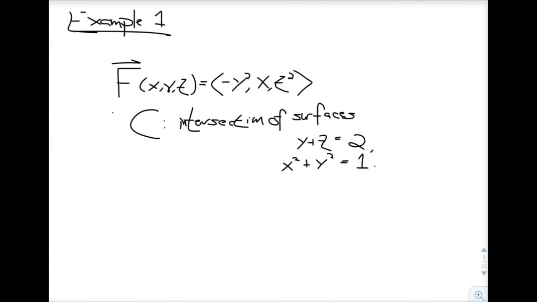So without any more delay, here's our first example. So I need a vector field, which I have here. I have a vector field f, which is given by f(x, y, z) equals negative y squared, comma x, comma z squared. And I have a curve C, which is the intersection of two surfaces. And this is the example that we left off on at the end of class on Wednesday. So we drew a picture on Wednesday, the intersection of the two surfaces, one of which is a plane, and the other of which is a cylinder.